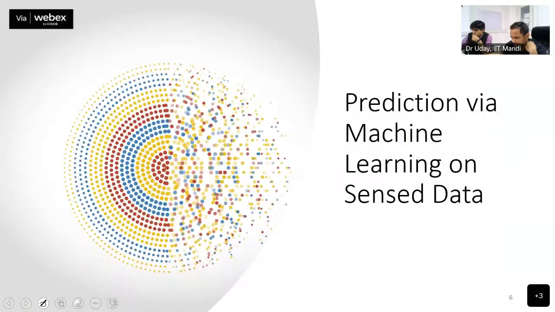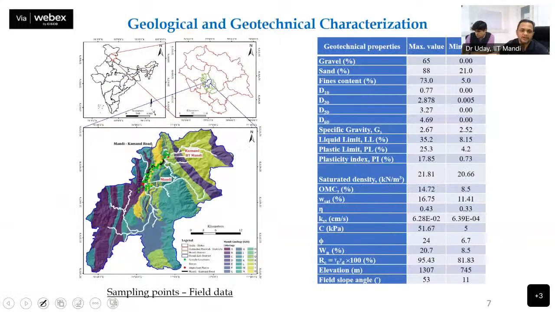We have again used the concept of machine learning, which I'm sure all of us know very well, and how it is used for tackling a lot of interesting problems, including disasters. What we try to do is, as I told you, you need to travel around 14 kilometers when traveling from the town of Mandi to IIT Mandi.